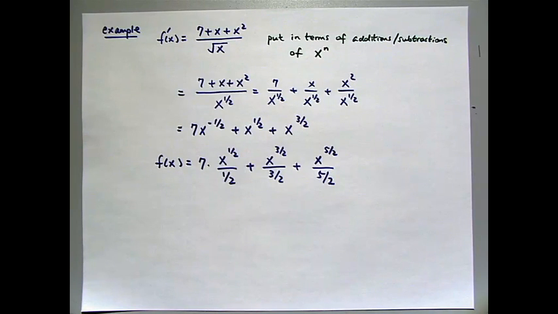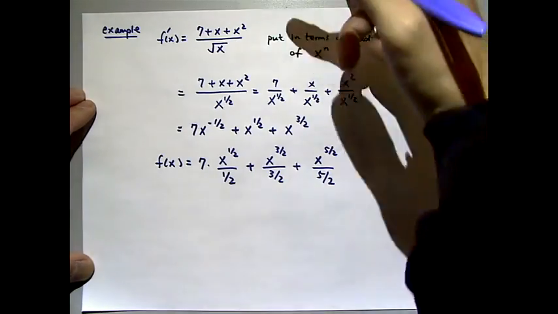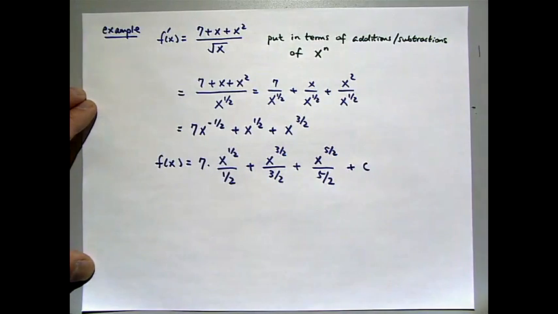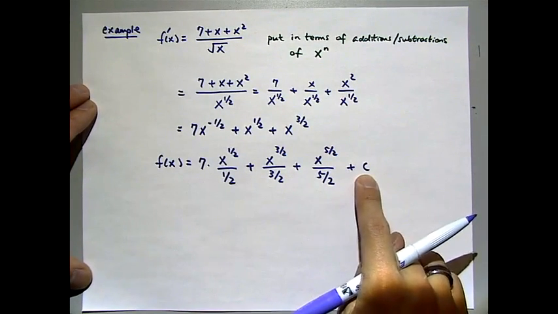Okay? Is that it? Yeah, there could have been a constant somewhere that disappeared from the differentiation when we went to here. So we need that constant to account for the possibility of that. Some unknown constant.